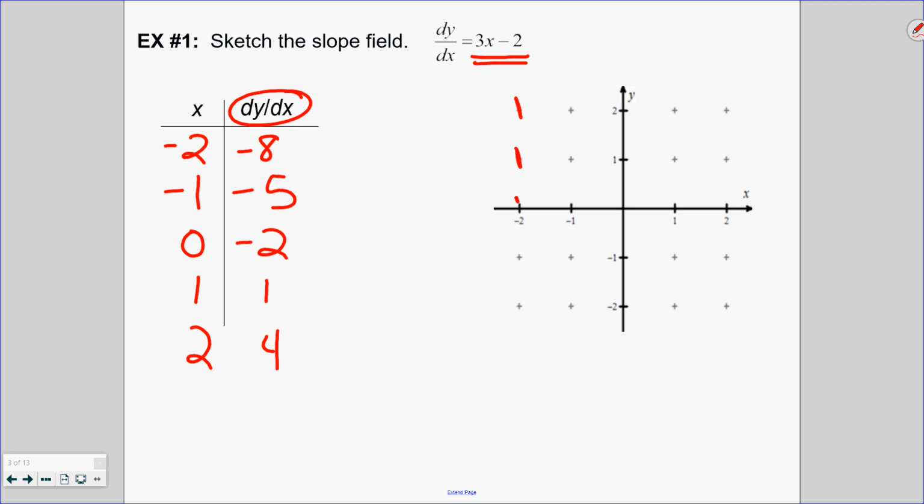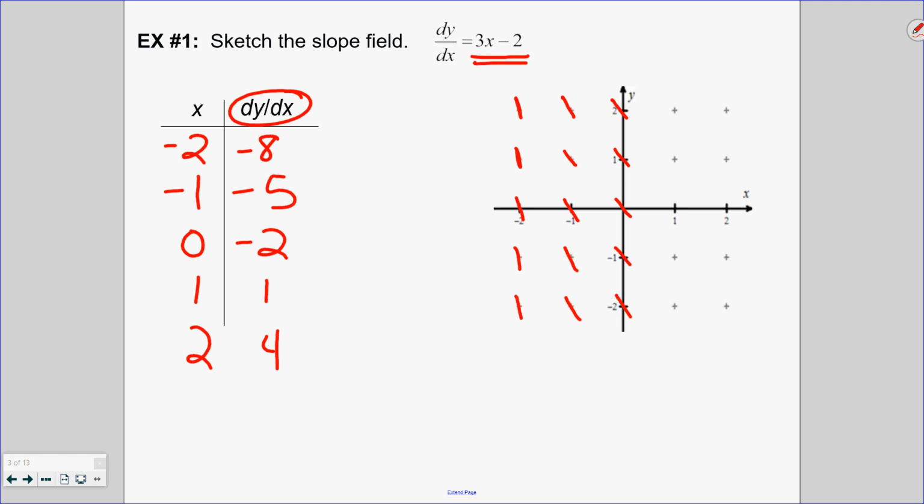Well, -8, of course, is super steep, so these are pretty much straight up and down. Okay, so that's what that looks like. At -1, we have the slope of -5. So still really steep, but a little bit less steep than the previous ones. All of them are going to be slanted, still negative and still pretty steep, but not quite as steep as the others. And then at 0, all the slopes would be -2. So again, a little bit less steep. And there would be my little segments.